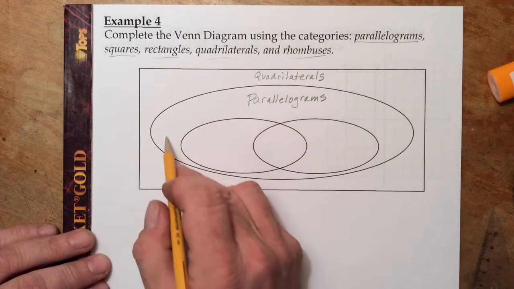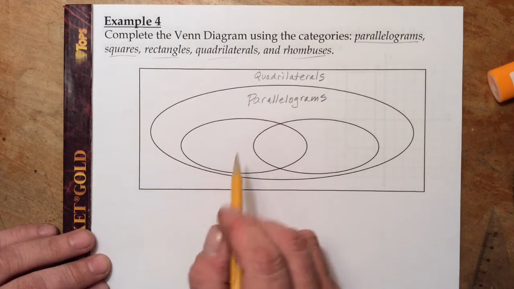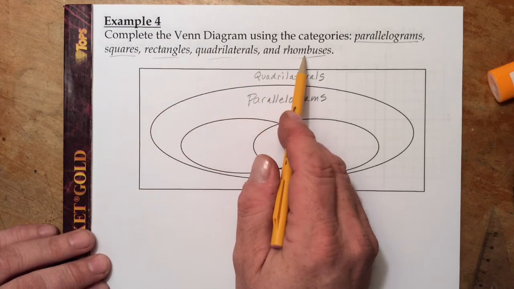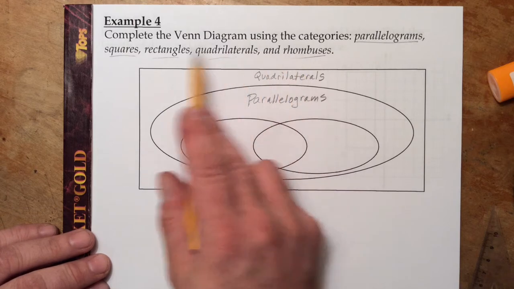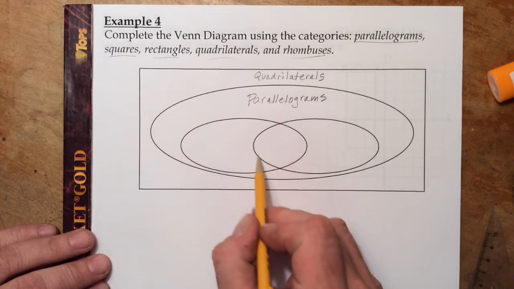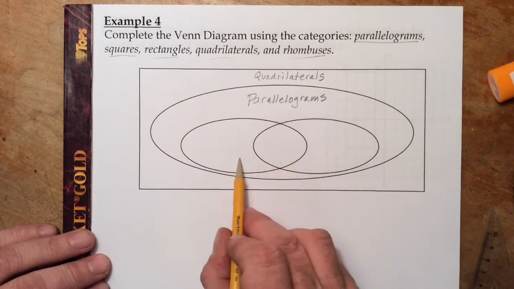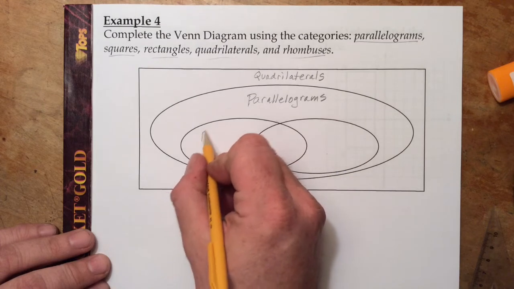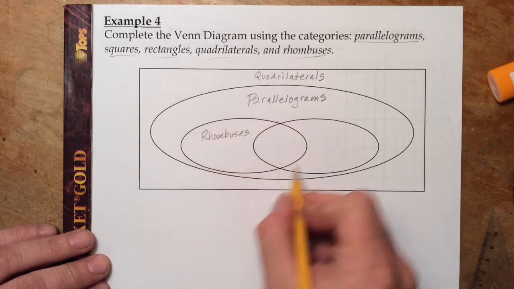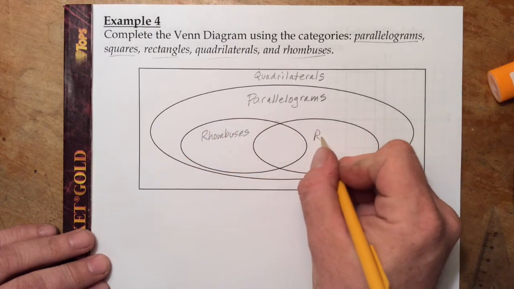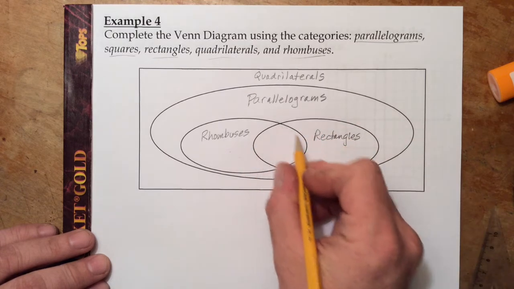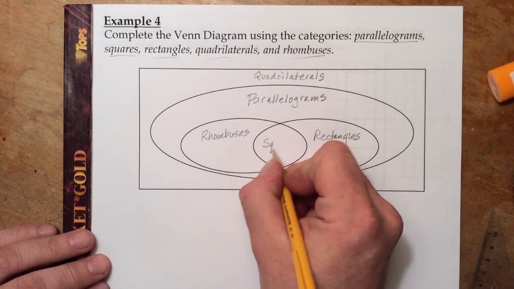Within parallelograms, we are going to have squares, rectangles, or rhombuses. Recall that rhombuses and rectangles both contain squares, so the square would be the intersection of the 2 sets. So if we have rhombuses in this set, and we have rectangles over here in this set, where they overlap are squares.